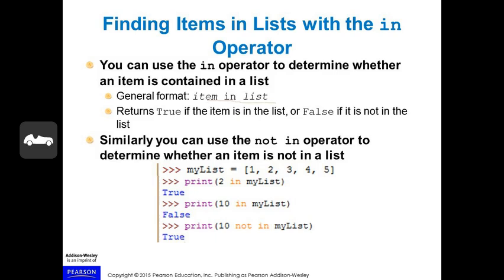So let's take a look at an example here. My list has the items 1, 2, 3, 4, 5. 2 in my list: because 2 does exist in my list, it will return true. 10 in my list: because 10 does not exist in my list, it returns false. Similarly, you can use the not in operator to determine whether an item is not in a list. So if you check whether 10 not in my list, it will return true.